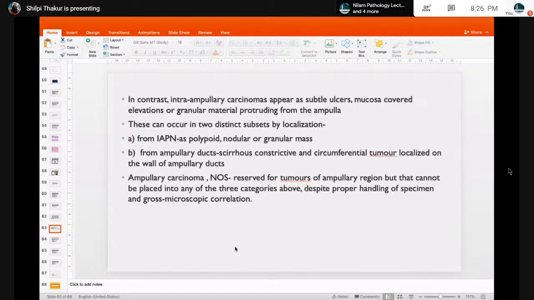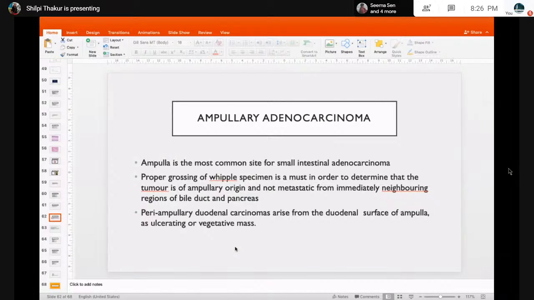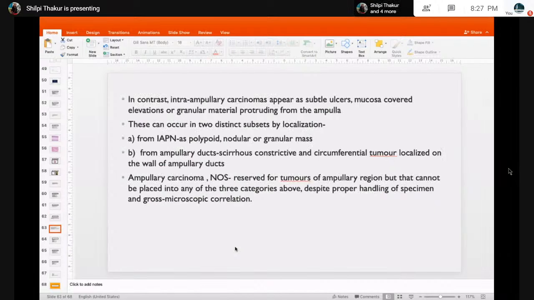Then these can occur in two distinct subsets of localizations: from the IAPN, which is the intraampullary papillary neoplasm, as a polypoid, nodular or granular mass, or from the ampullary duct. If it arises from the duct, then it can be constrictive, and there will be a circumferential tumor localized on the wall of the ampullary duct. So these are the two distinct subsets on the basis of localization. Now, ampullary carcinoma NOS is when we are not categorizing into any of these. These are tumors of the ampullary region that cannot be placed in any of the three categories above, despite proper gross as well as microscopic correlation.